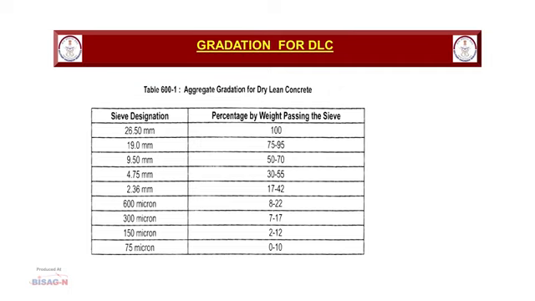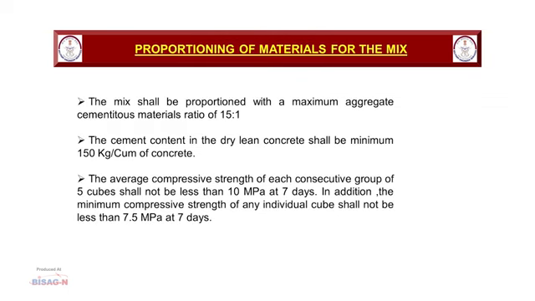Gradation for the DLC. Generally we use sieve ranges from 26.5 mm to 75 micron. The percentage by weight passing through the sieve size 26.5 mm is 100%, whereas passing through the 75 micron is 0 to 10%. Proportioning of material for the mix.